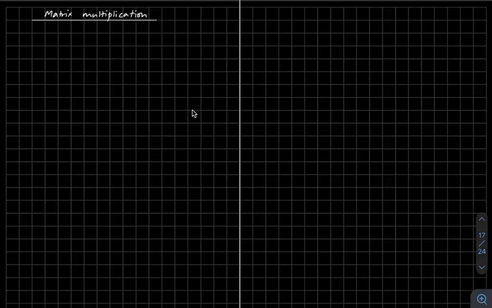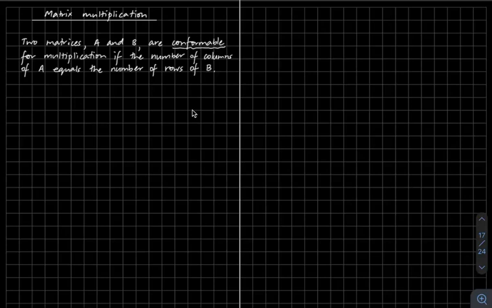So we can describe two matrices as being conformable for multiplication if the number of columns of A equals the number of rows of B. And importantly, it means A times B in that order. So A times B will work if the number of columns of A equals the number of rows of B. So let's talk in a slightly more specific sense. We'll at least give these some letters, and then we'll do some specific examples.